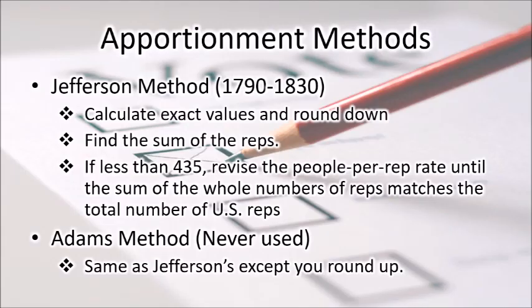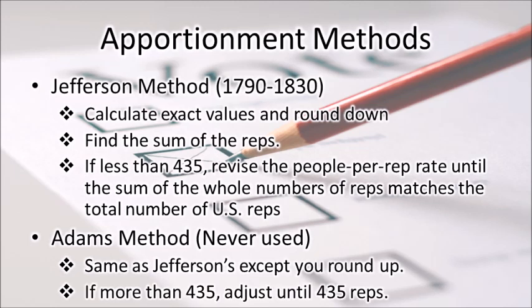And that brought up the Adams method. Now, the Adams method was never used. It was just discussed. But it's basically the same as the Jefferson method, except instead of rounding down, you round up. And so in that case, you would also need to round up your people per representative number until you found out that you had 435 members once you added it up. So it didn't really save them any time, but it was an option that was discussed by founding fathers as they came about that time period.